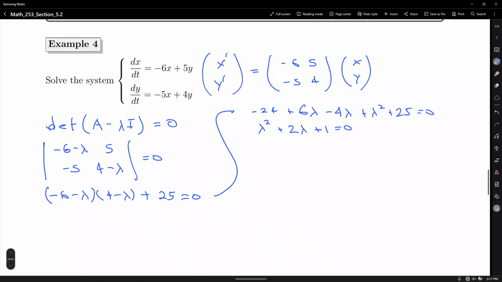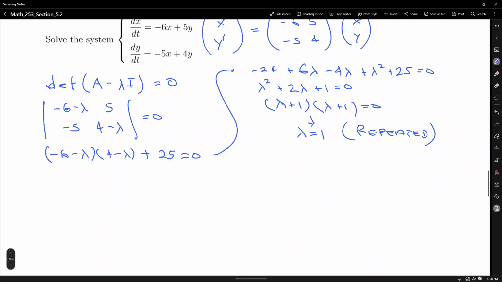Did you see how we have a repeated eigenvalue, a repeated root? Lambda plus 1, lambda plus 1 equals 0. So in this case, our eigenvalue equals 1, and it happens to be repeated. All right, what do we do next? We'll get the corresponding eigenvector.